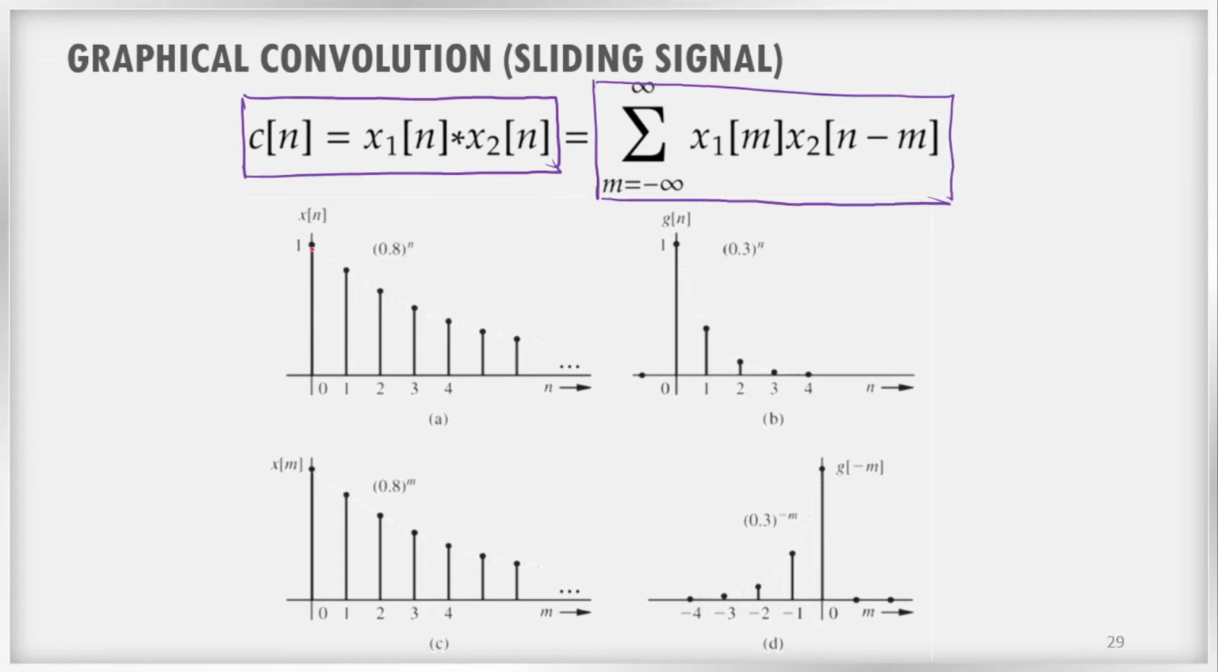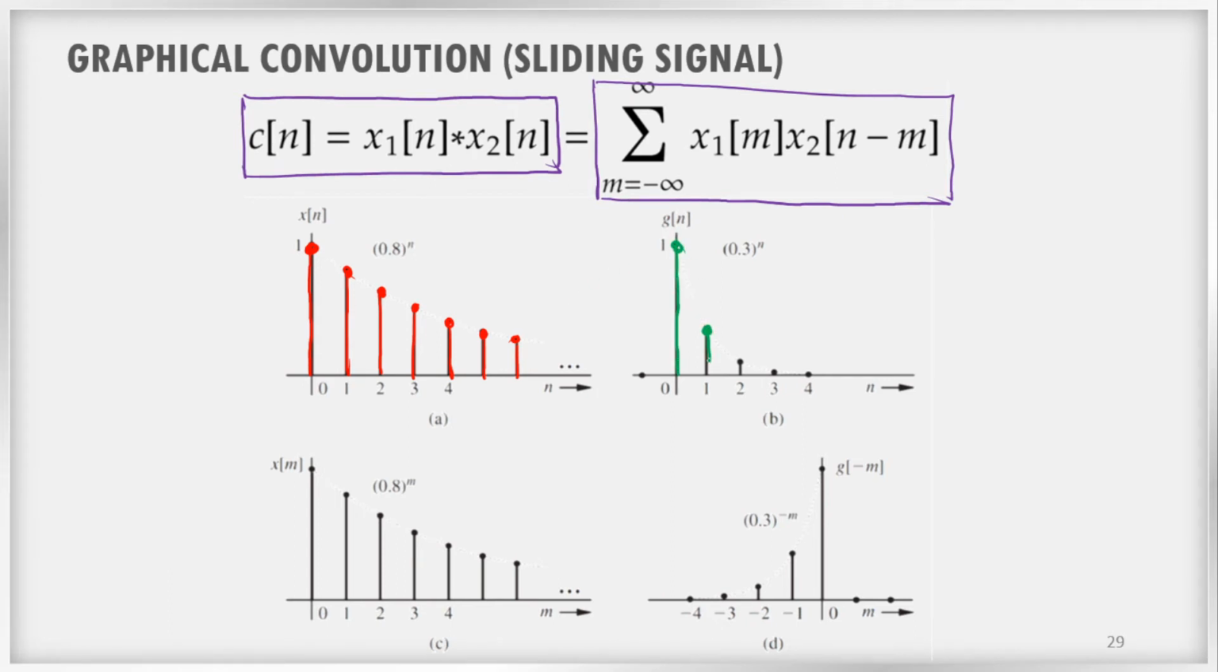Assume that we have an x of n signal, which I am going to mark in red color. This is our x of n signal. And we also have a signal called g of n. In red color, what I have marked is our x of n signal, so I am going to use green color for marking the g of n signal. So this is our g of n signal.